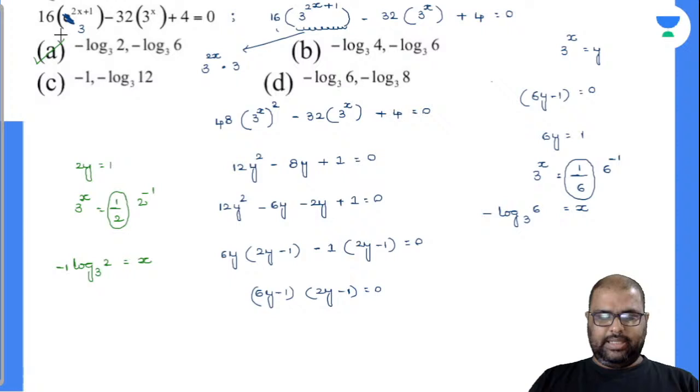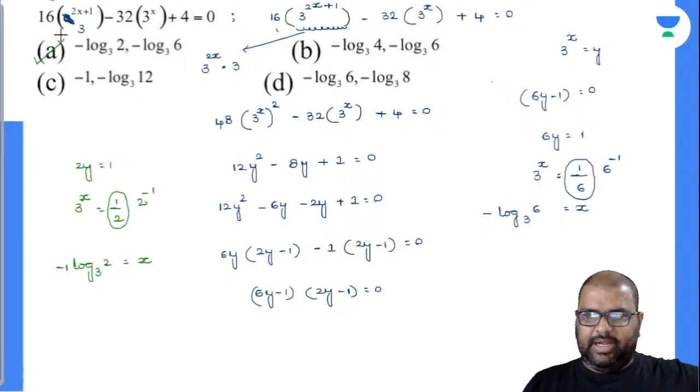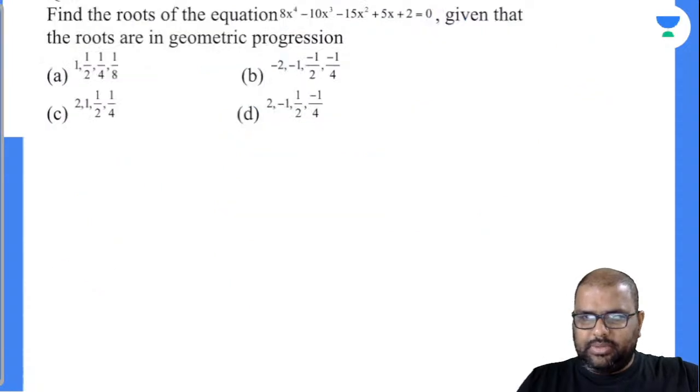Hope I am clear regarding this. Are you understanding how I am solving this? Perfectly done. Let's come to the next one.